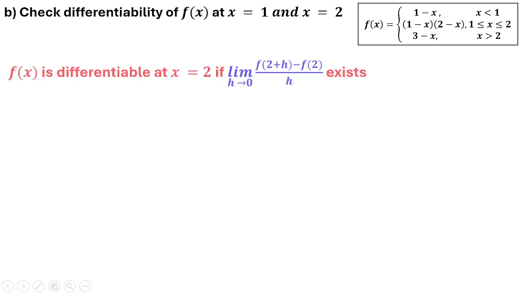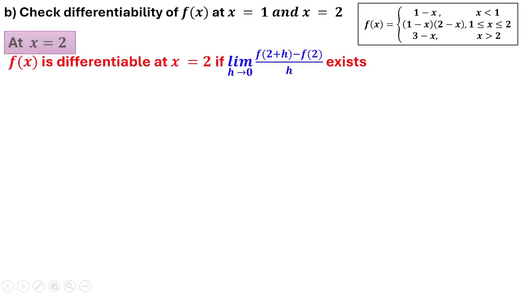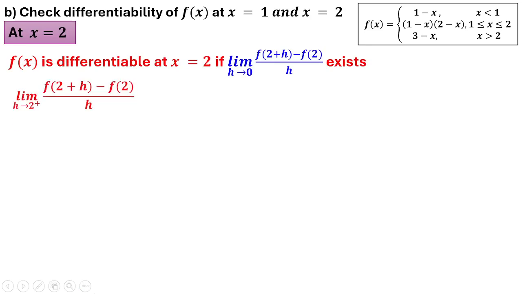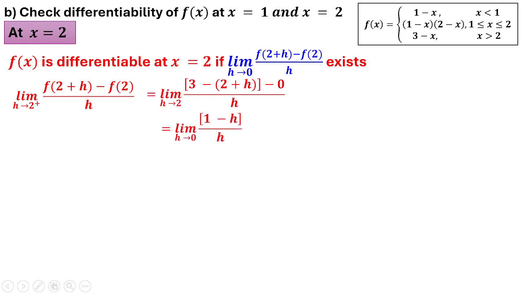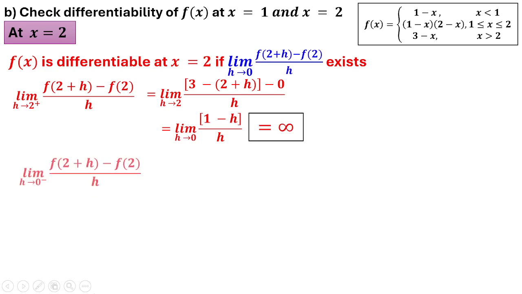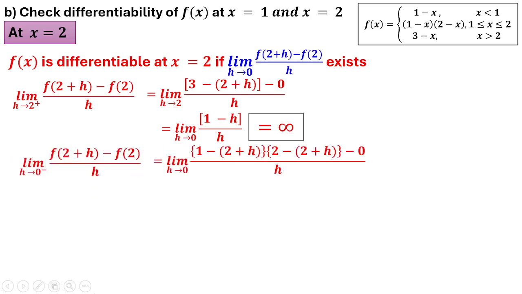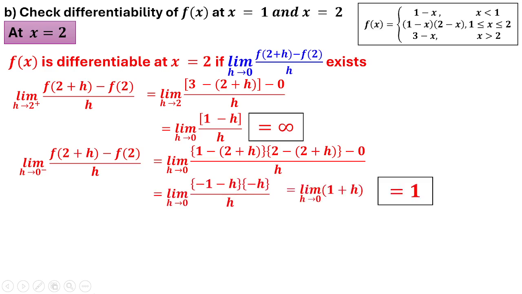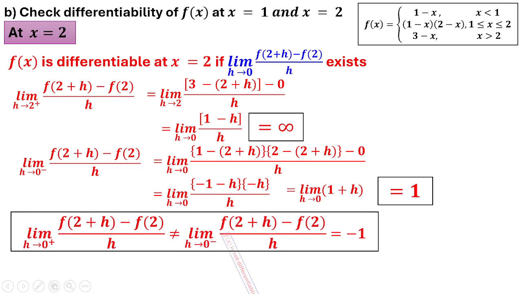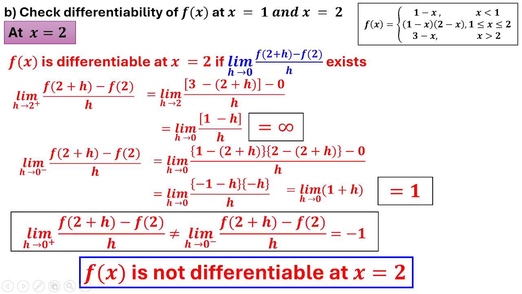Let us check the differentiability at x is equal to 2. And once again, the same idea. At x is equal to 2, f of 2 plus h, h goes to 0 plus. We are finding it. It is greater than 2. Therefore, we are taking that 3 minus x as the function. Therefore, the answer is infinity because denominator is 0. Now we are going to the left limit. In the left limit, we are just checking that it is going to 1. Therefore, left limit not equal to the right limit. Therefore, it is not differentiable at x is equal to 2 also.